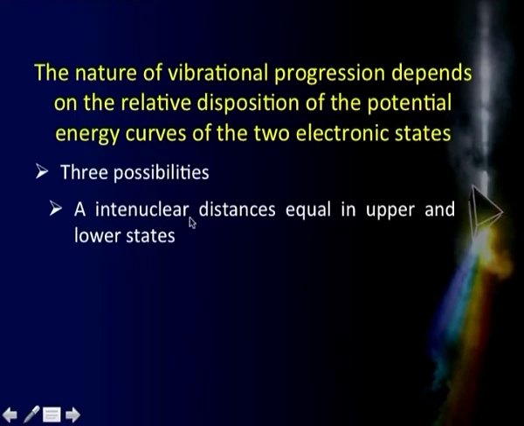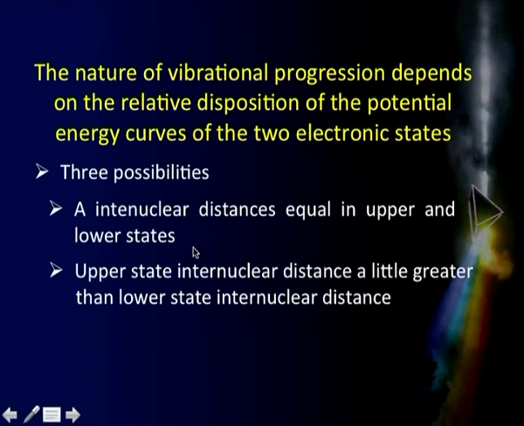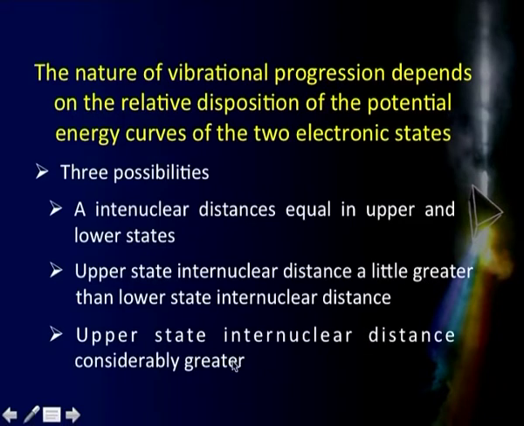The first one happens to be that the internuclear distances are equal in the upper and the lower states. That is one possibility. The second possibility is that in the upper state the internuclear distance happens to be a little larger than in the lower state. And the third possibility is that the upper state internuclear distance happens to be considerably greater than that in the lower state there. We will just do each one of them. Let us take the first case.